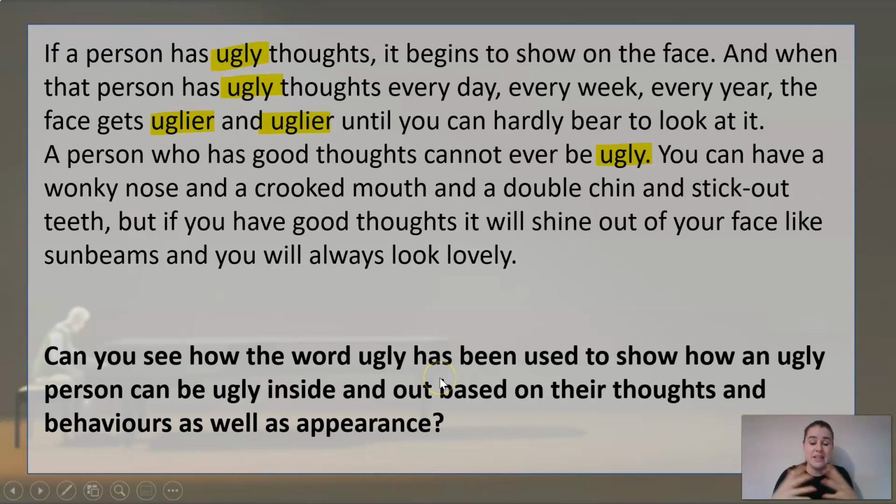But what they've done is they have expanded on how effectively you could be ugly. So you could have a wonky nose, you could have a crooked mouth, you could have a double chin, you could have sticking out teeth like buck teeth. And they describe that you can have an ugly personality as well. So they've given additional information. So they've amplified the idea of being ugly inside and out. So well done if you picked up on that.